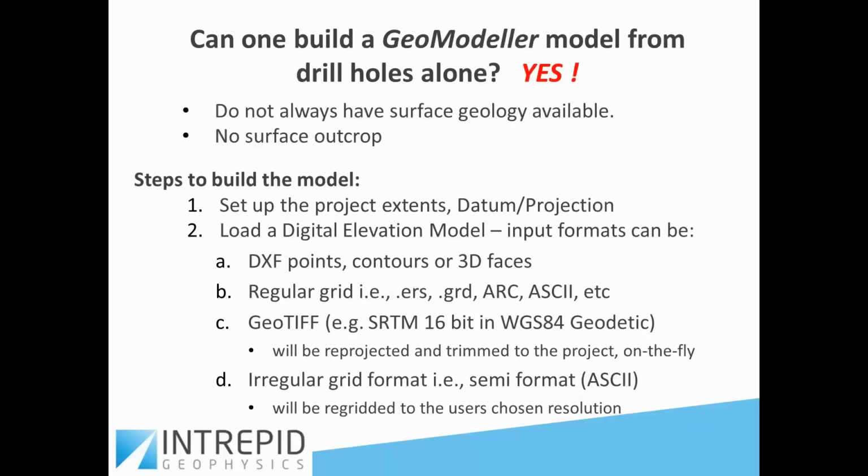The second step is to load a digital elevation model, and the following are input formats which can be supported by GeoModeller. For example, DXF points, contours or 3D faces, a regular grid such as a .ers, .grd, an arc grid or an ASCII grid. Also geotiffs are supported by GeoModeller, and when these are loaded as the digital elevation model, they'll be reprojected and trimmed to the project on the fly.